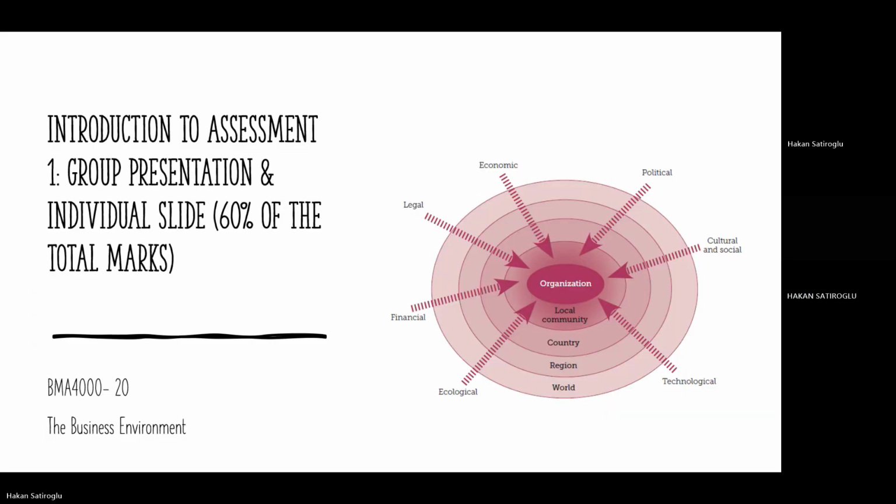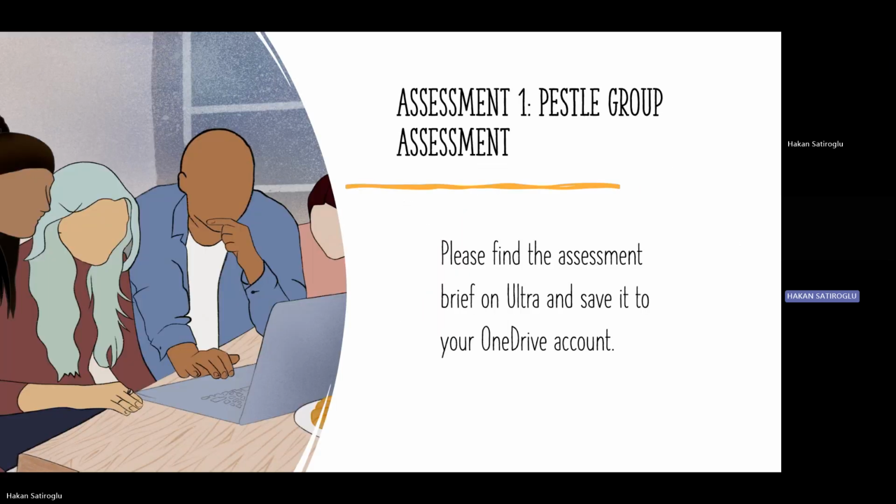Introduction to the assessment: 60% of the total mark is going to come from the group presentation. We would like to see organization, local community, country, region, and world, some reflections. If you find it irrelevant, you can skip some of them, but we would like to see those things. If you get criticism on your presentation because you didn't show them, please don't blame me because I already warned you.